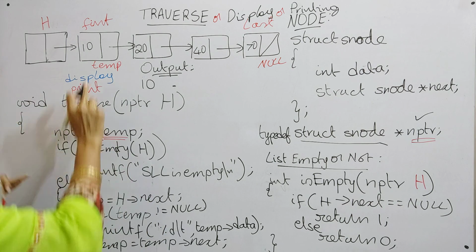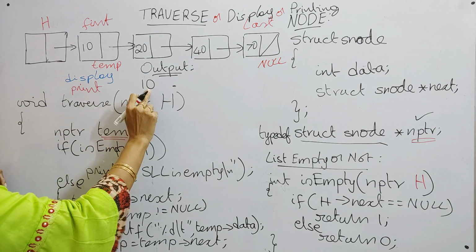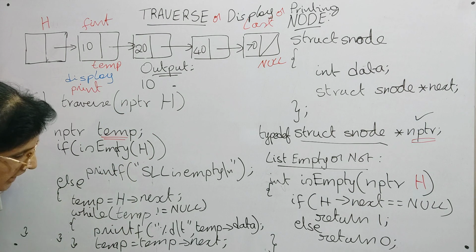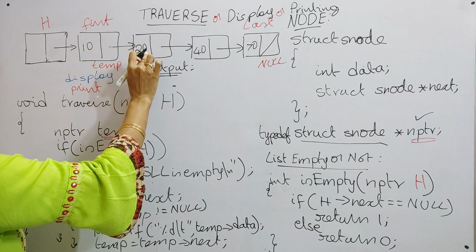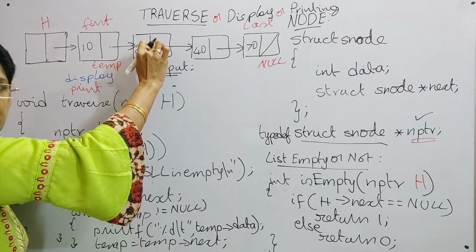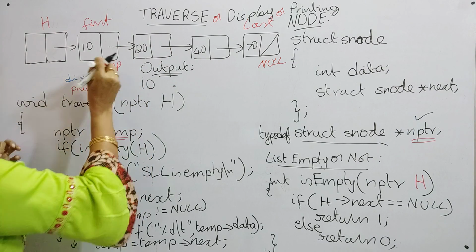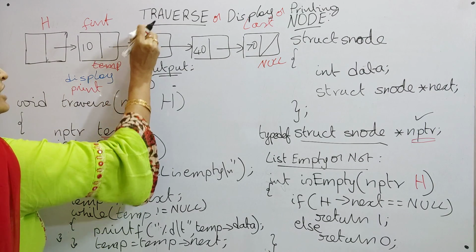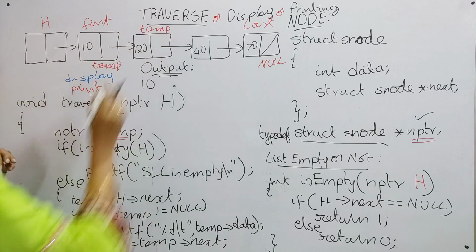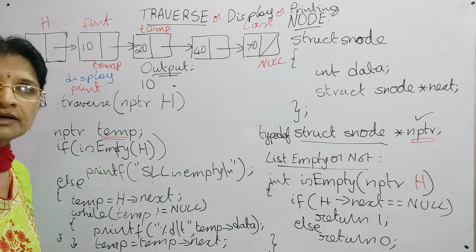Now see how it will work. First of all, temp is at the first node. We have printed the value 10. Then we give temp is equal to temp next. What is temp next? It is the address of the second node. So temp moves from here to this particular location. Now temp is at the second node.